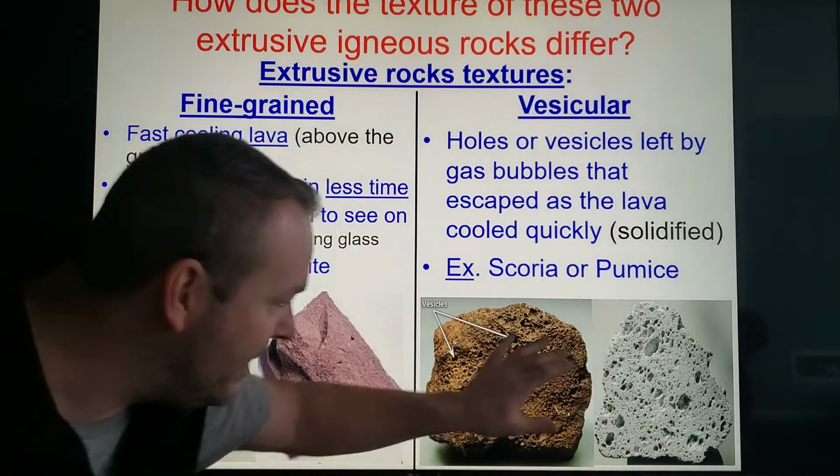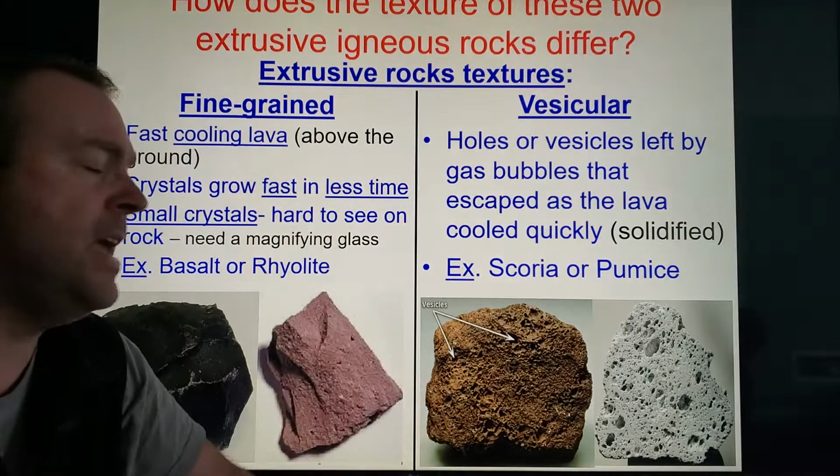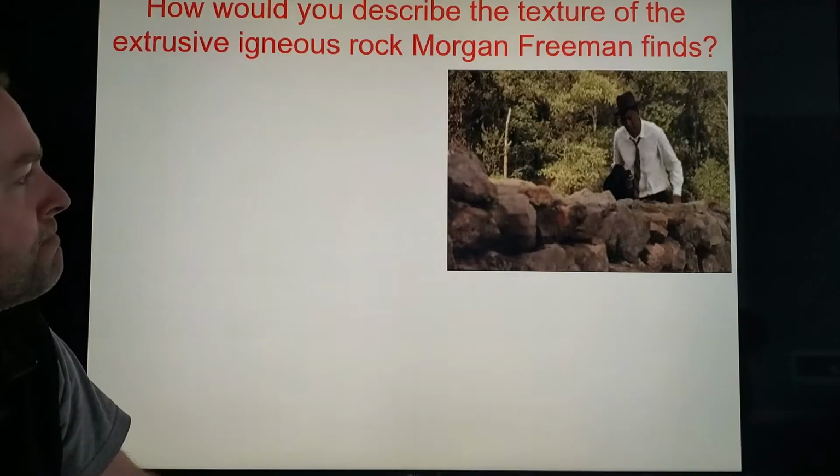And again, the holes come from rapidly escaping gases, and they leave the vesicular texture, vesicles. Okay. And that's what's going on here.